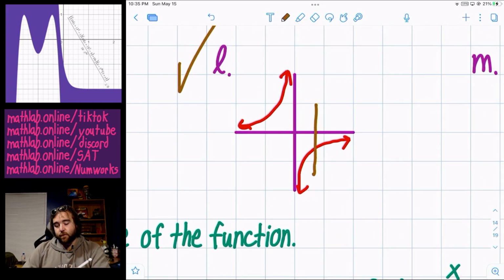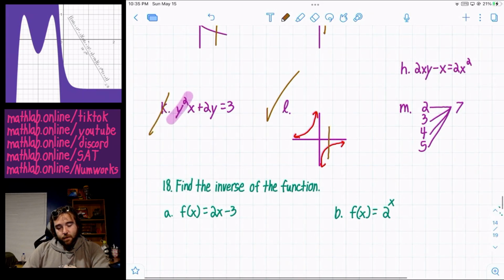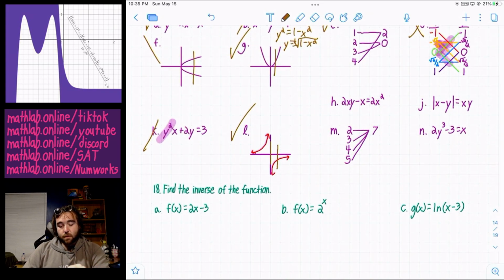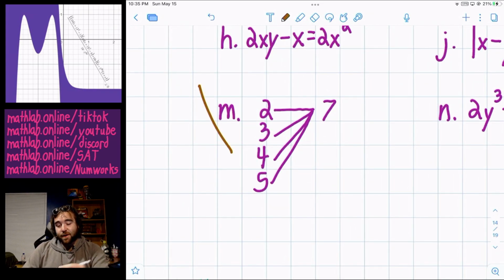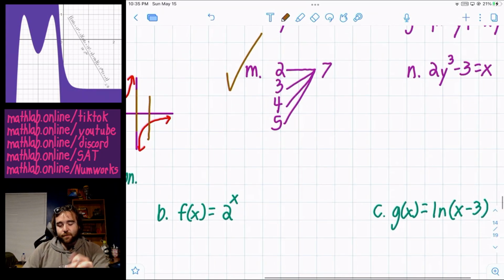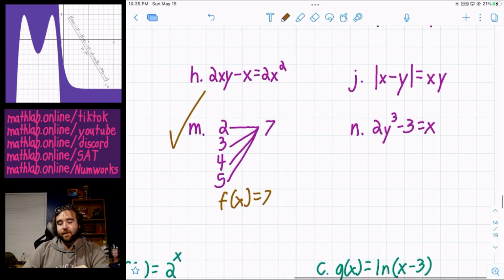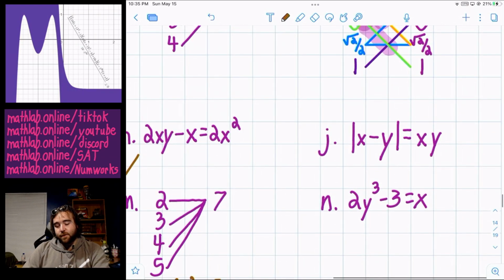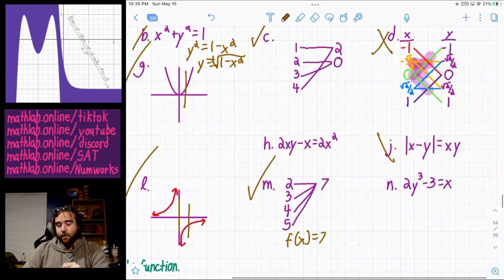This one passes the vertical line test. Even here in the middle, this is an asymptote. So it just never crosses that vertical line. This one definitely, I tricked myself. That one is, because each input all goes to 7. This is like the function f of x equals 7. No matter what you input, you always output 7. And this one is not a function because of the absolute value.